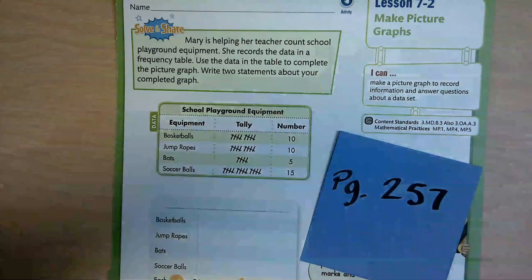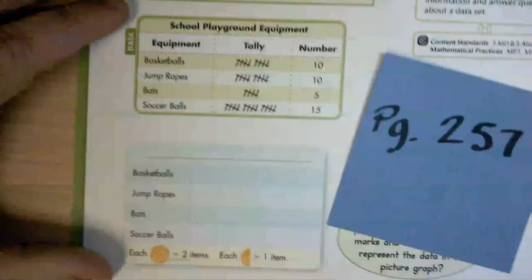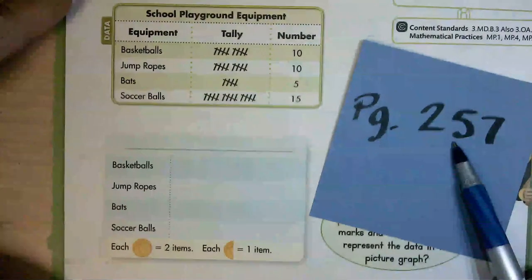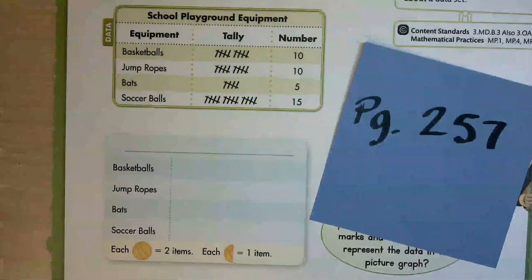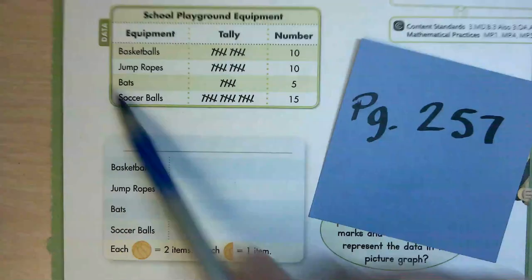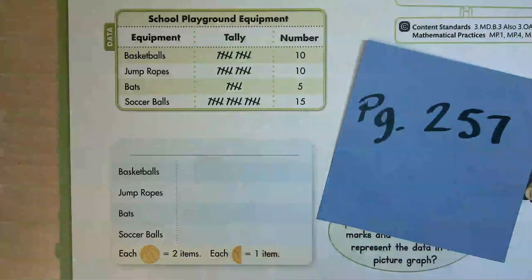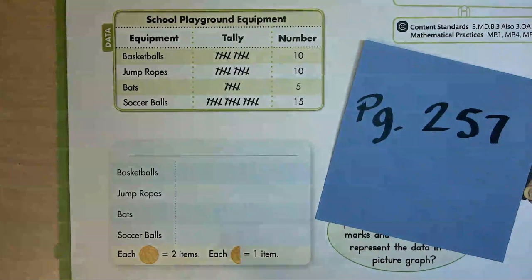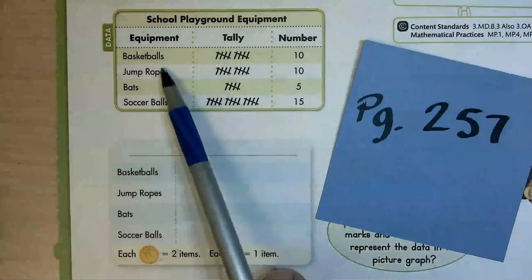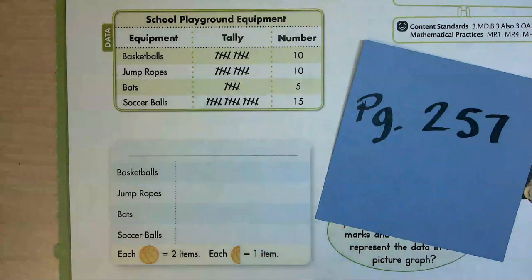All right, so I'm going to go ahead and zoom in here for us a little bit more so we can see just a little bit better. And again, if you're not there, pause the video so you can follow along. So here's our data, all right? And in our data, it tells us that we have got all these different types of school playground equipment. We've got basketballs, jump ropes, we've got bats, and soccer balls.